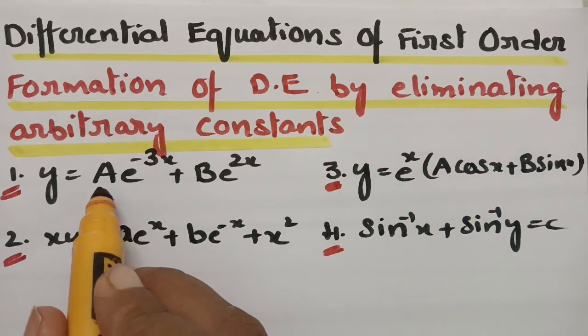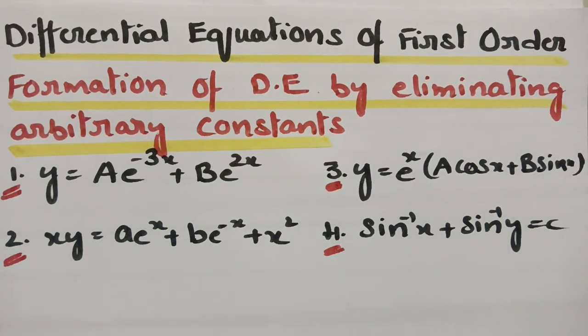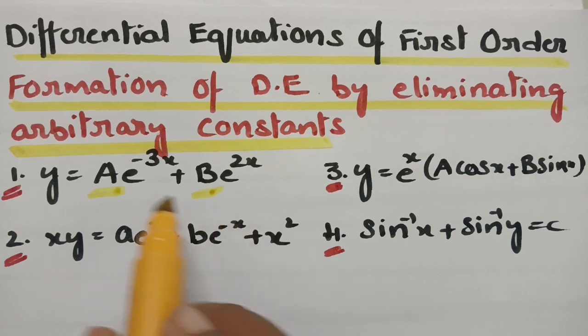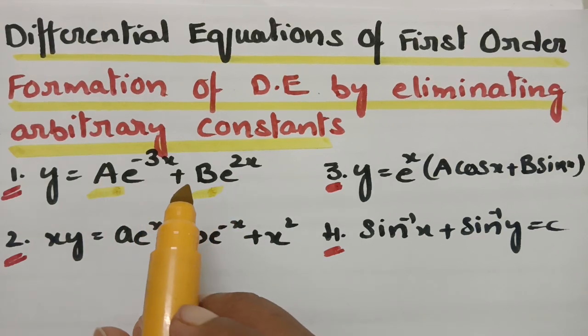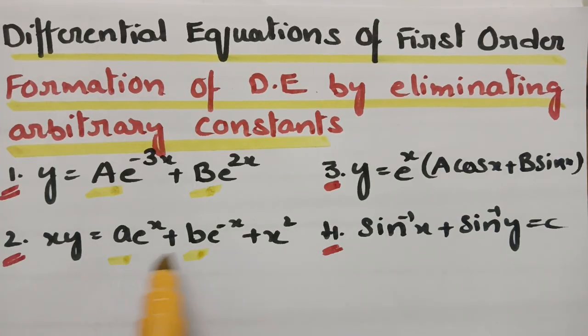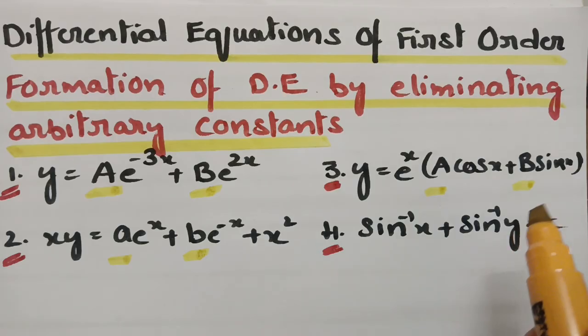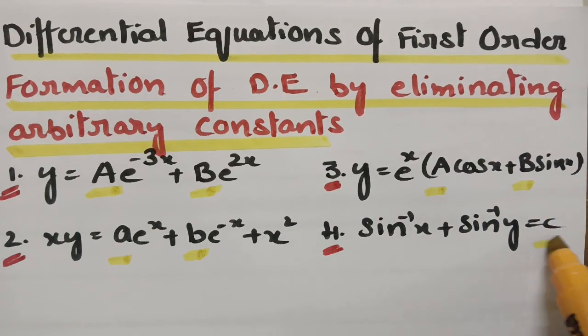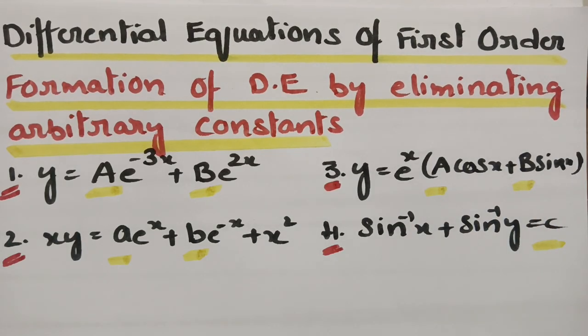Here there are two constants, a and b. If there are two constants, you have to make a derivative two times. Here also there are two constants, so two derivatives. Here there is a single constant, therefore we have to make a derivative one time.